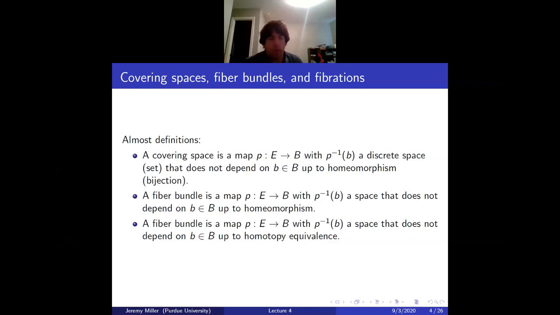So, the three types of maps we're talking about today are covering spaces, fiber bundles, and fibrations. A covering space is a map where the fiber is discrete, some discrete set that does not depend on what point you pick in the base. A fiber bundle is like a covering space, but the fibers don't need to be discrete. By the fiber, I just mean the preimage of a point. The preimages of points in the base are the same up to homeomorphism, and they glue together compatibly.